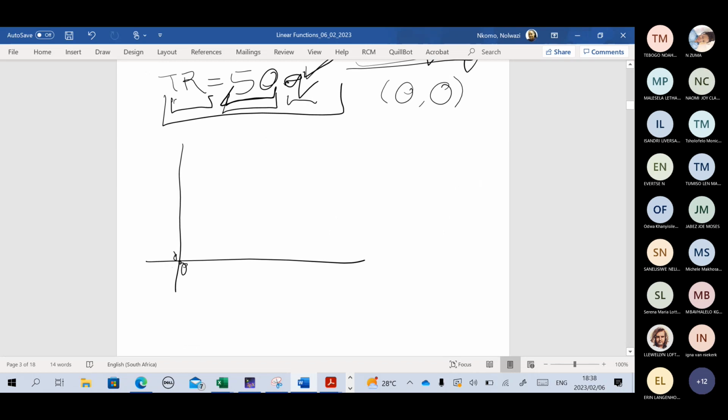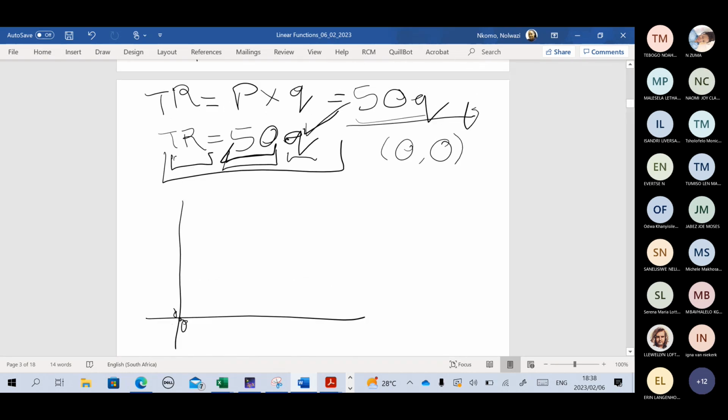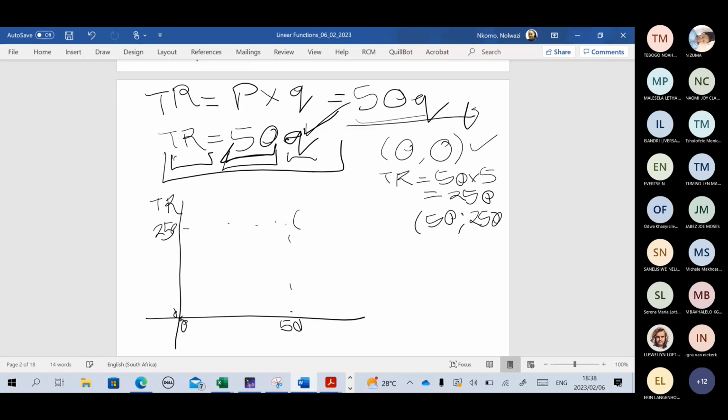So you can just let Q be any number. Let's say we let our Q be 5. If we let our Q be 5, we'll have total revenue is equal to 50 times 5, right? Which is 250. So this means we have 2 points now. Let's say we have 0, 0 here, and let's say we have 5 here, and we have 250 here. So this point is here, which is (5, 250), and we have this one, which is (0, 0).